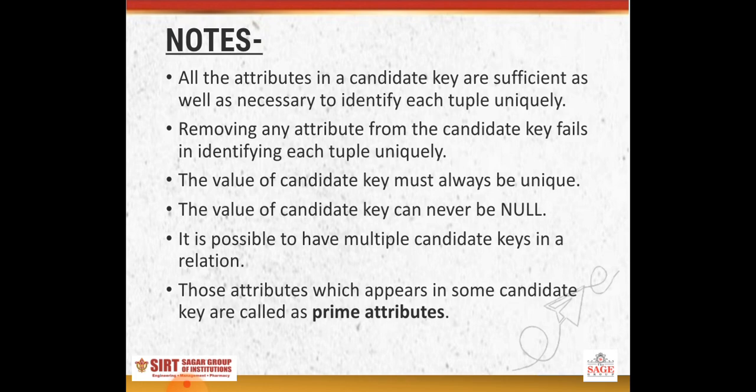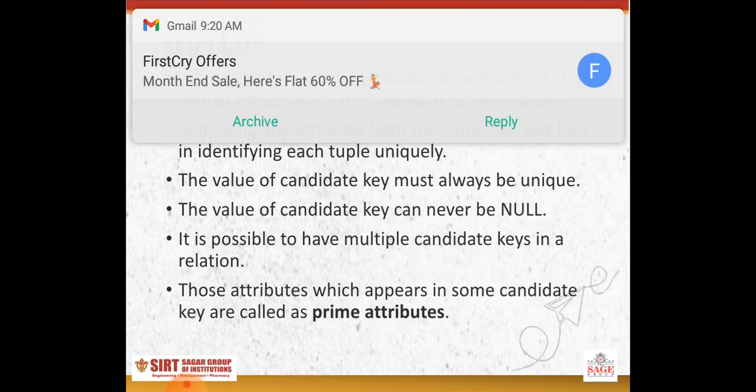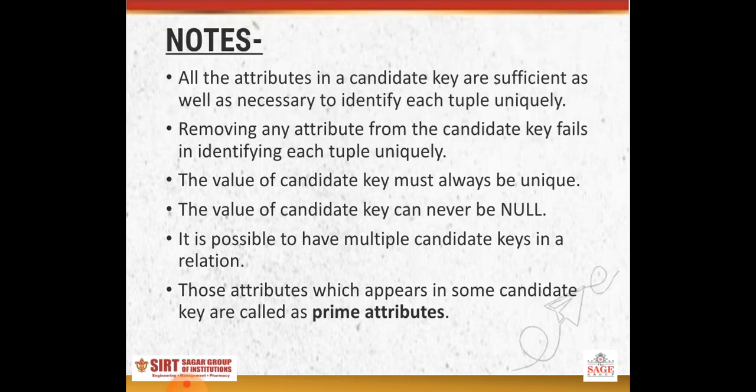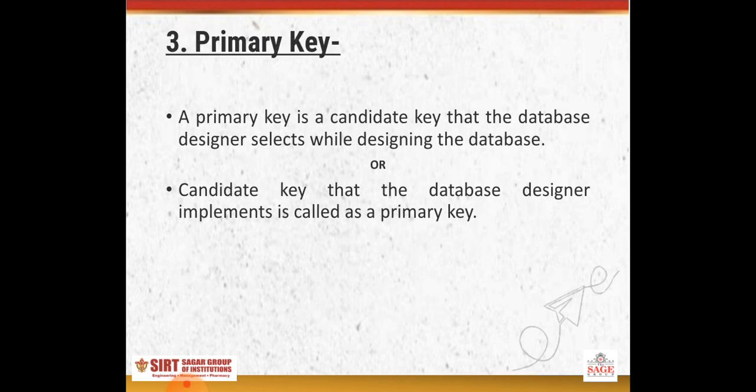These are the following points while considering the candidate key. First, all the attributes in a candidate key are sufficient as well as necessary to identify each tuple uniquely. Removing any attribute from a candidate key fails in identifying each tuple uniquely. The value of a candidate key must always be unique. The value of a candidate key can never be null, and it is possible to have multiple candidate keys in a relation. Those attributes which appear in a candidate key are called prime attributes.